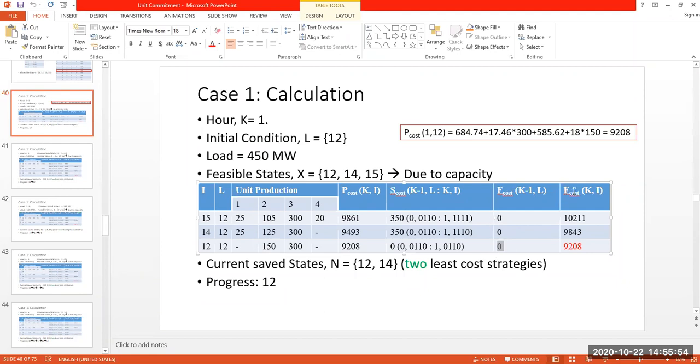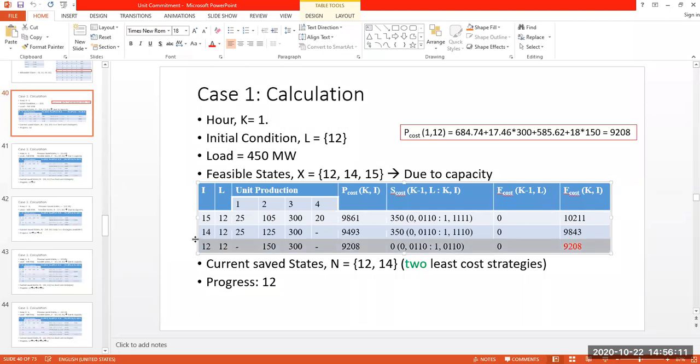So what is total F cost Ki? F cost Ki is the summation of this value and this value. Because these two are 0, simply it will be 9208. This is the explanation of the last row in this table.